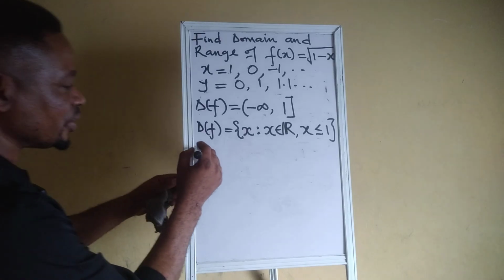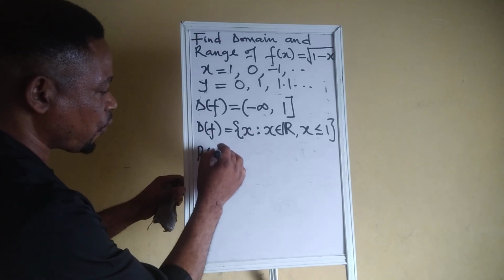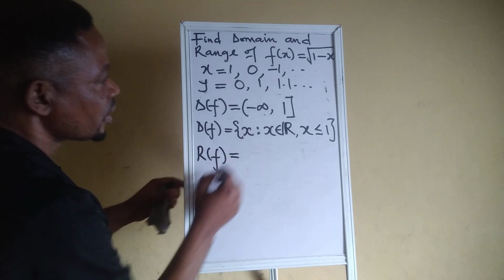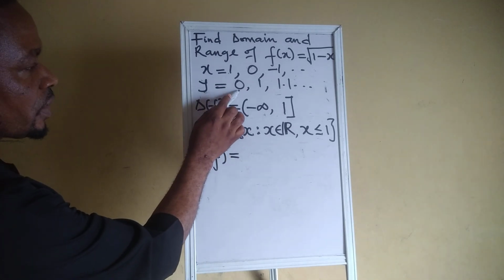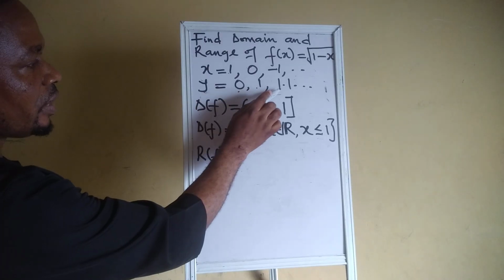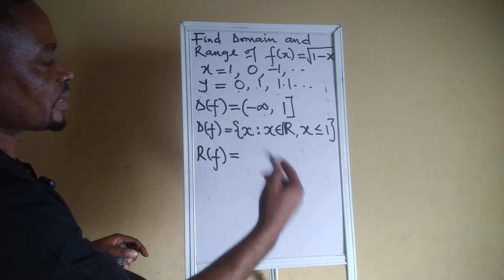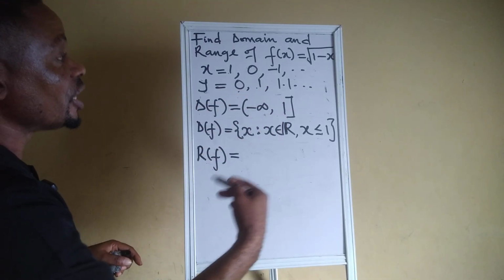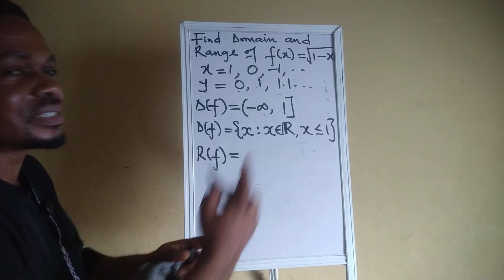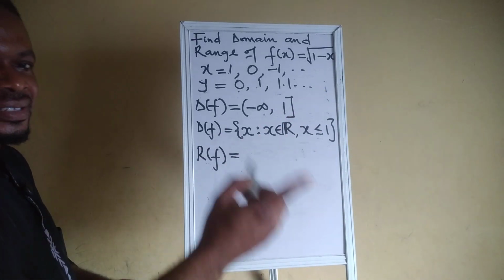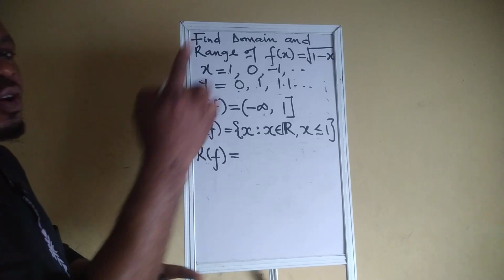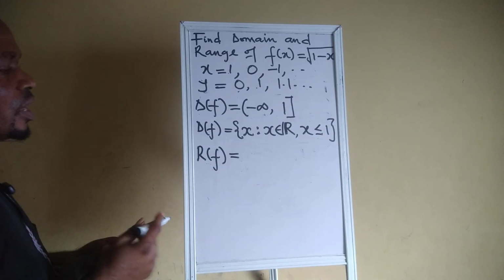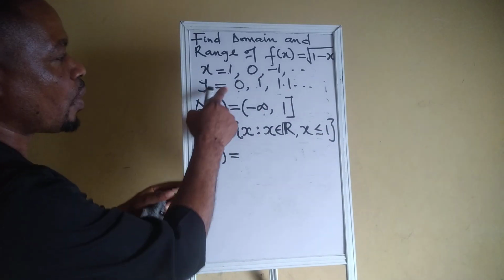Then let's work out the range. The range is R of f. Are you with me? Now imagine the range. Look at it: 0, increasing to 1, increasing to 1.2. Can you see that now? The range is increasing. Increasing means greater than. And where is it increasing to? It is increasing to positive infinity.